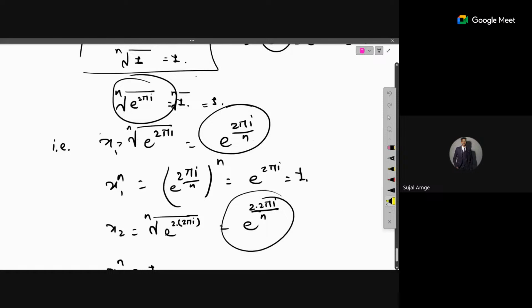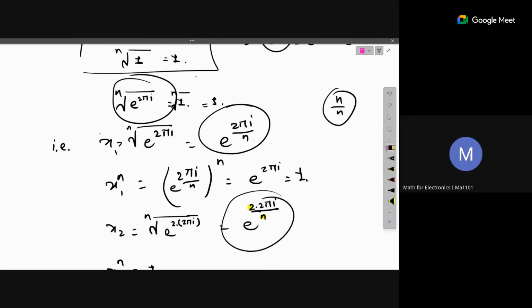When you change the second term, n changes, but you can take 2 into 2 pi iota. So n is fixed. We are just changing k here. Yes, ma'am, initially I explained by n, so I think that's why it's a little confusing. If you change the n, I think it will also give the same value.